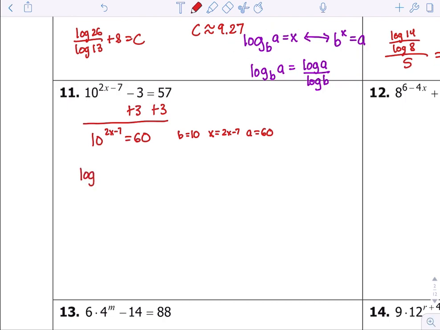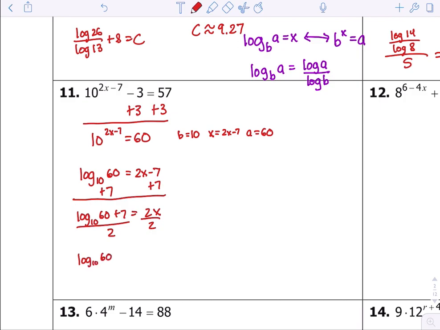And now I'll just plug it in there. Log base b, which is 10, of a, which is 60, is equal to 2x minus 7. Now let's solve for x, so add 7 to both sides, you guys. Log base 10 of 60 plus 7 is equal to 2x. Divide both sides by 2. Log base 10 of 60 plus 7, all divided by 2 is equal to x.